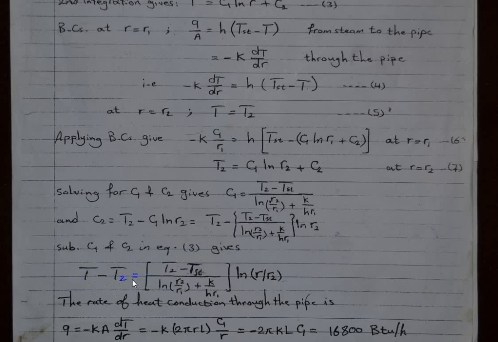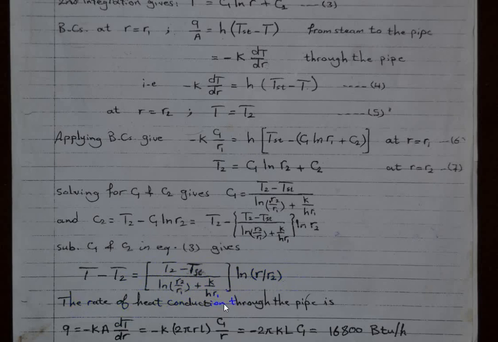This is the heat distribution equation for a pipe in which a fluid is flowing right through, equals T2 T, as you can see right in front of you, ln R1R plus KHR ln R2.